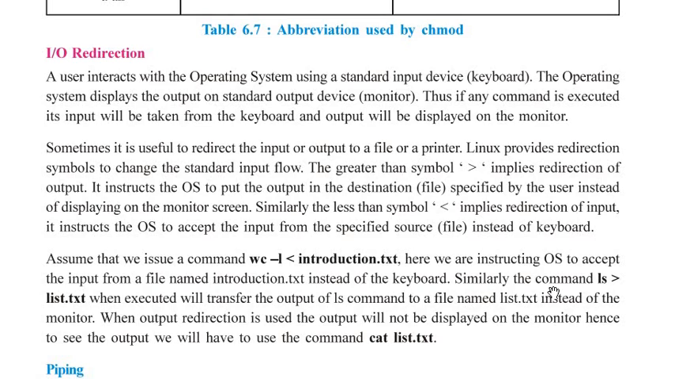Similarly, the command ls greater than list.txt, when executed, will transfer the output of the ls command to a file named list.txt instead of displaying it on the monitor. When output redirection is used, the output will not be displayed on the monitor. Hence, to see the output, we will have to use the command cat list.txt.